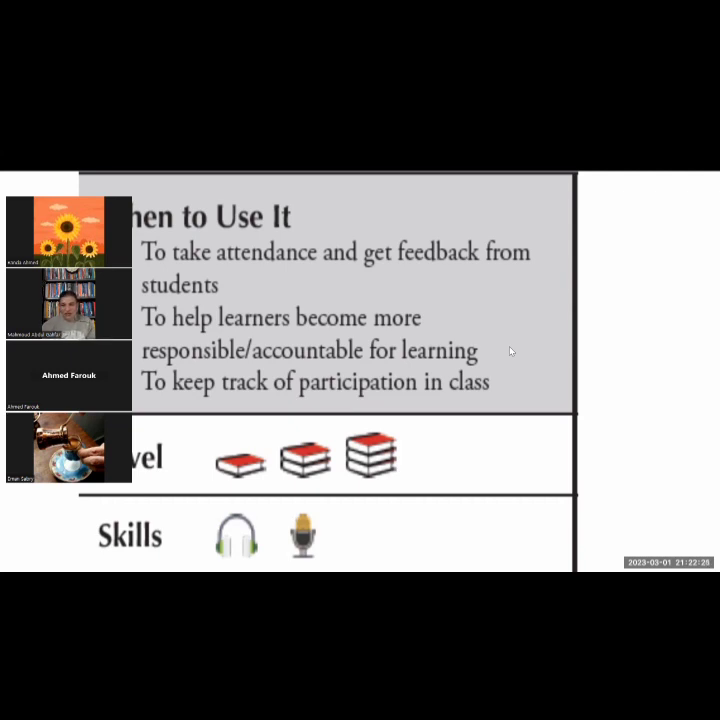Whenever you face your students, all over the year, all over the term, they will find a lot of adjectives and a lot of verbs to use beside their names. So let's move to the second slide and see what it is.